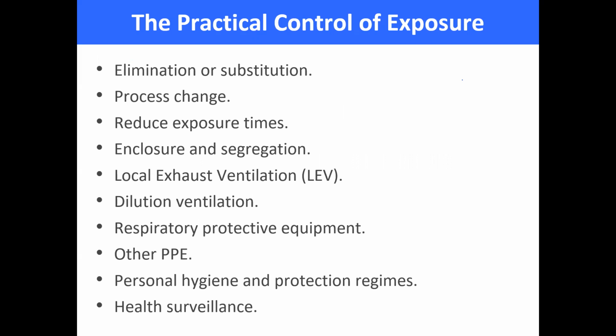Okay, how to control exposure? Obviously, elimination or substitution, try process change, try reduction of exposure times and segregation. Make sure you provide a LEV system, local exhaust ventilation system. Dilution ventilation should be available. RPE should be provided, and other PPE, personal hygiene and protection regimes should be followed, and health surveillance should be carried out. Health surveillance is a very, very important way to deal with the exposure to chemical or biological agents.